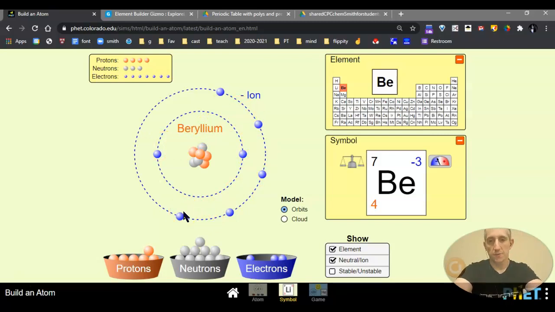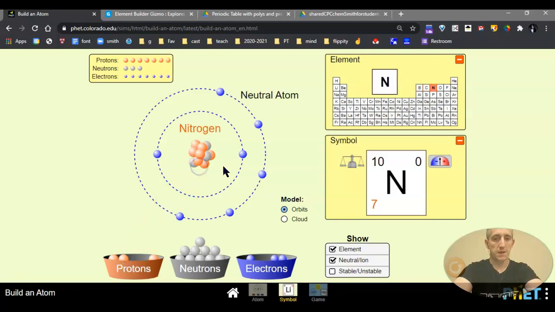How many protons do I need to balance out 7 electrons? We said 7, you're correct. What's the name of an element that has 7 protons? If you said nitrogen, you are correct. My atomic number is 7.